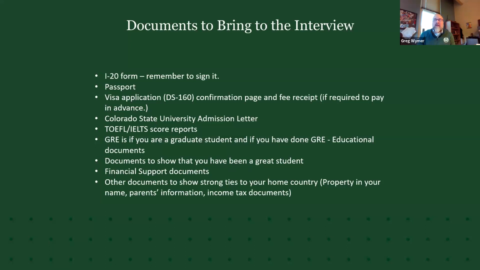Colorado State University admission letter, TOEFL or IELTS score reports, GRE if you're a graduate student and you've done the GRE, any sort of educational documents like that. Documents to show that you've been a great student. Transcripts, that kind of thing. Financial support documents, even though you had to provide those to us, bring a copy in case they have any questions. And then any other documents to show strong ties to your home country. Property in your name or parents' information, income tax documents will always be helpful at times.